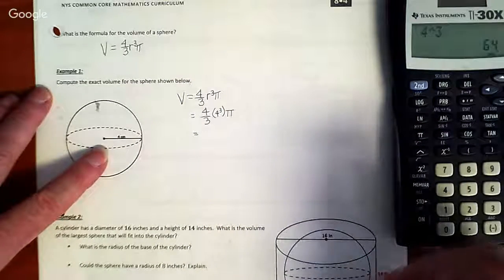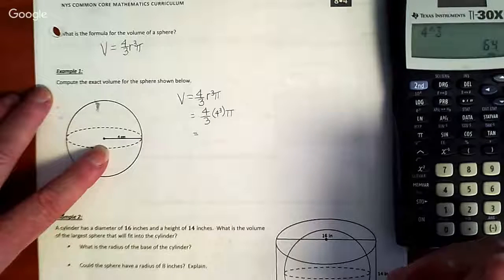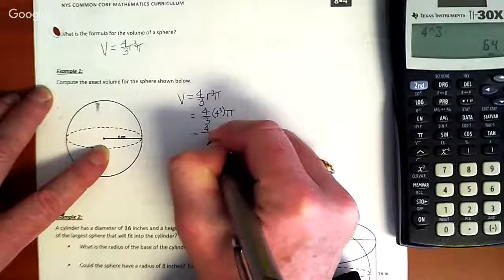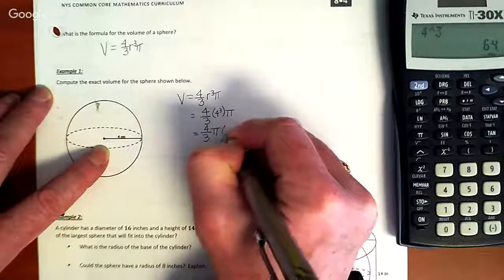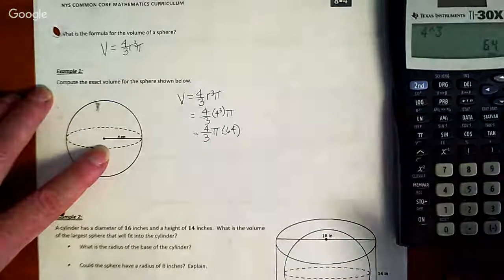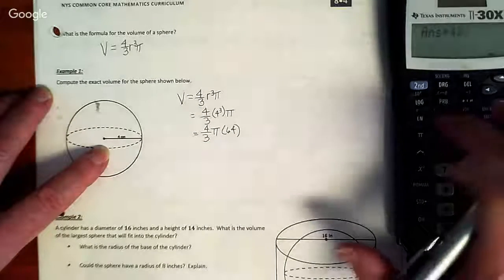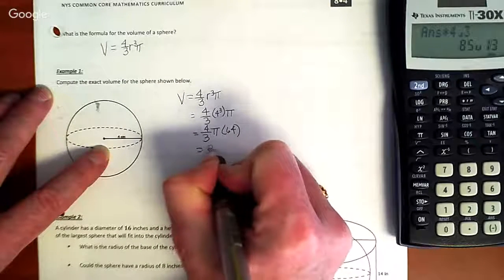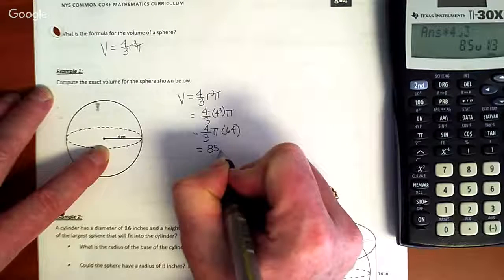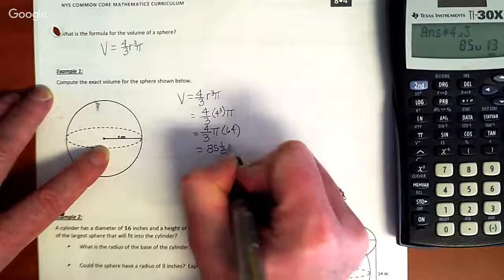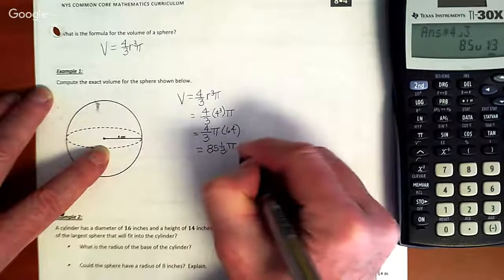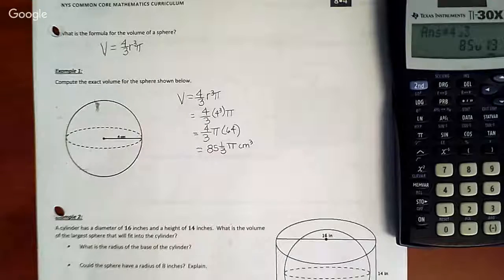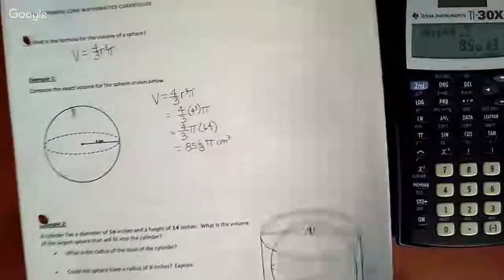All right. So multiply that. So we've got 64 multiplied. So 4/3 pi times 64. So 64 multiplied by 4/3, and we get 85 1/3 pi. And we're going to leave that like that. Okay. So now, last problem.